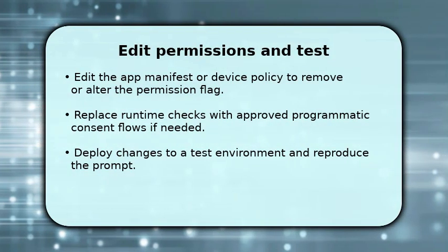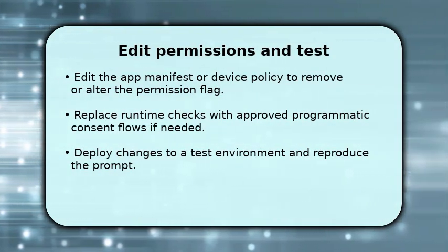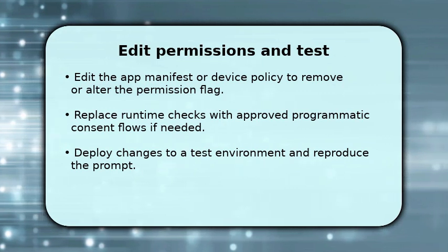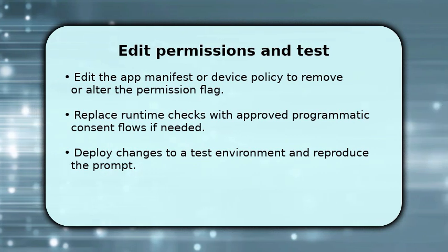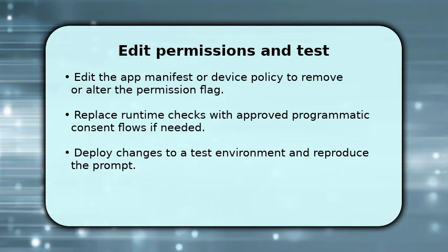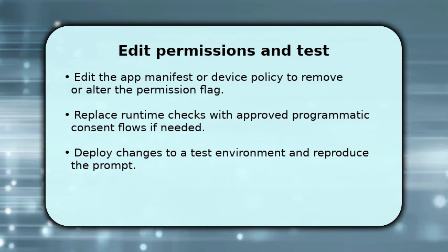Next, edit the manifest, policy file, or settings that declare the Ask Permission behavior. Remove the flag or change its scope so the system no longer prompts. If the application checks for permission at runtime, replace that check with an appropriate, approved flow so functionality remains intact.